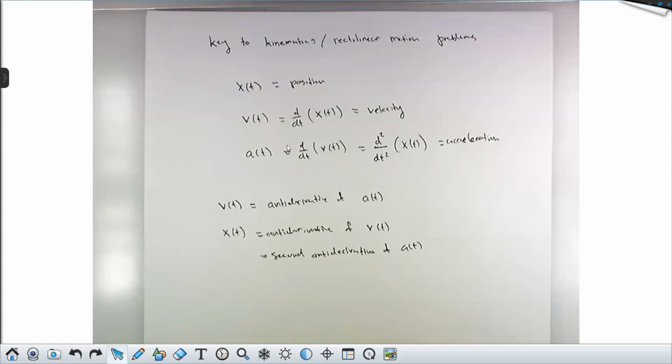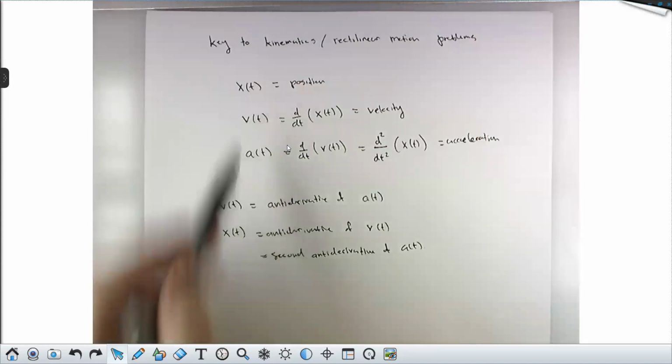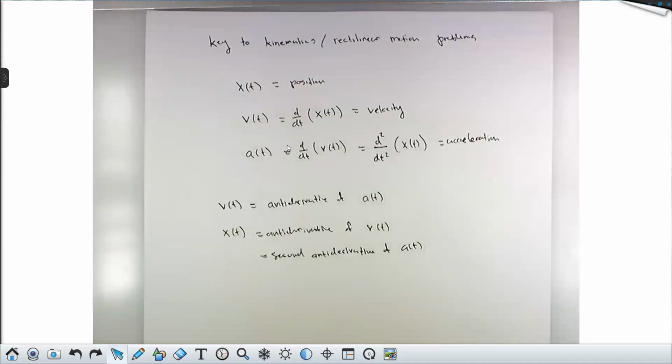But this is the key to remember, right? Is that these things can be thought of in either direction. You can start with your position and then get velocities or accelerations to answer questions about the rate of change for that particle, or you can be given the acceleration or velocity and then antiderive to answer questions about the position, like when did the ball hit the ground.